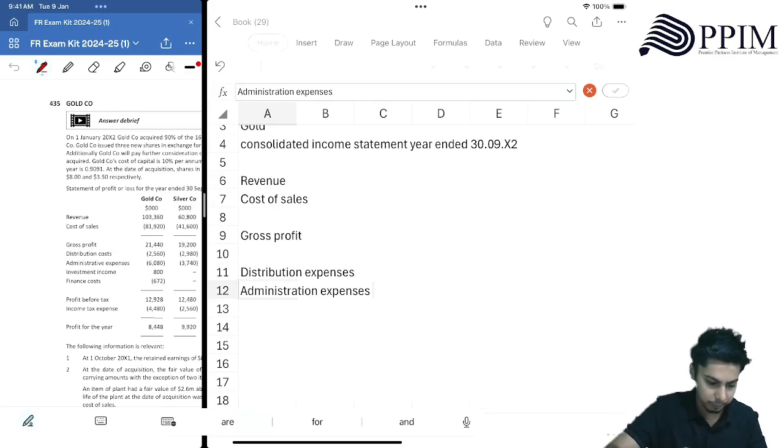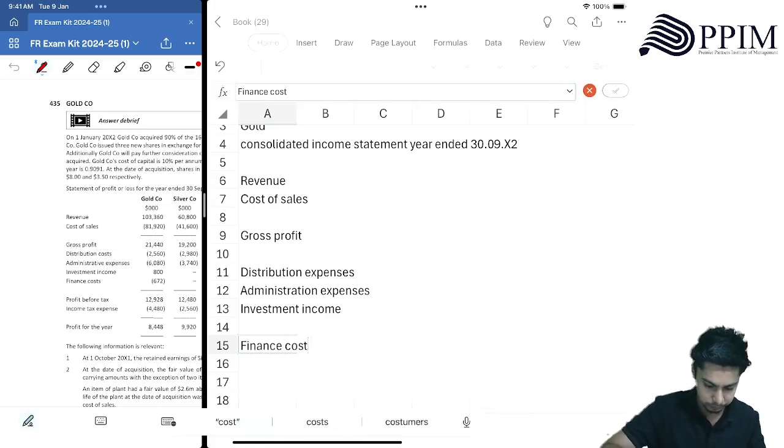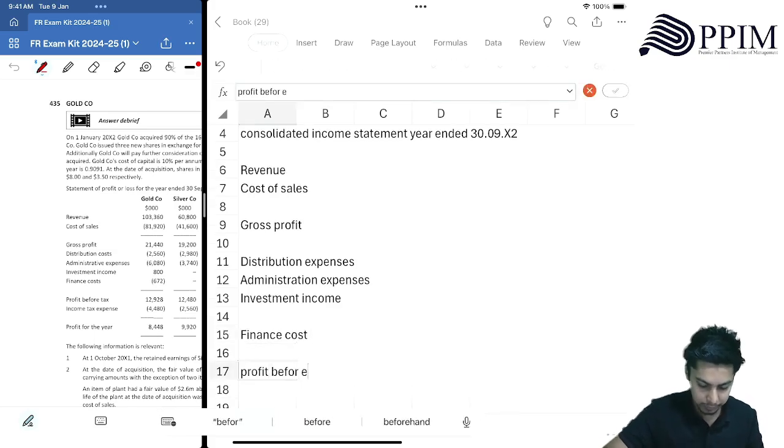Administration expenses, last one, investment income. Next, after investment income, can you leave one line? You know why I'm asking you to leave one line? Because there can be associate profits for that. So leave one line. Next one, finance cost. Next, we have profit before tax.